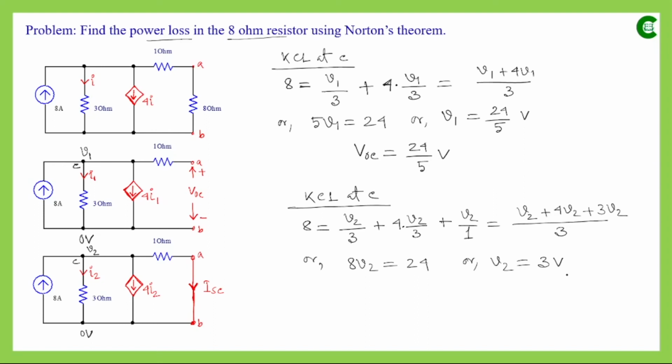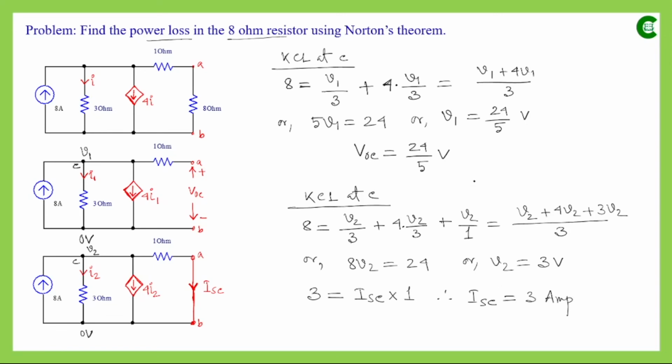So since V2 is 3 volts, we can say that the voltage drop across this 1 ohm resistor will also be 3 volt. And if we write that the voltage drop across this 1 ohm resistor is 3 volt, then it will be equal to the current which is flowing through that 1 ohm resistor, which is ISC, and then the resistance value. So it is 1. So we can say that ISC will be simply again 3 by 1, that means 3 ampere.